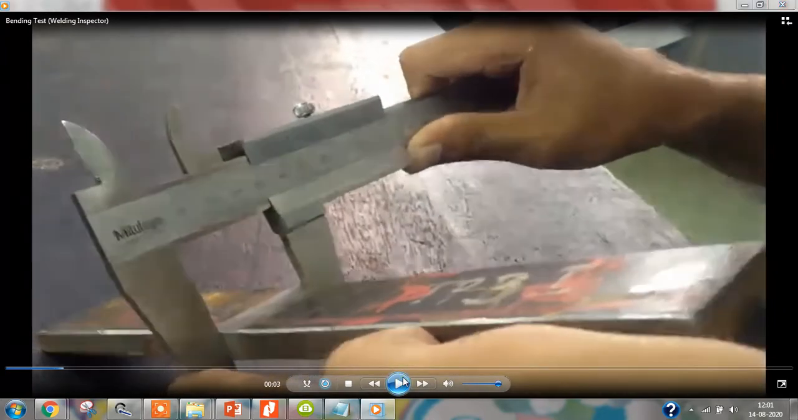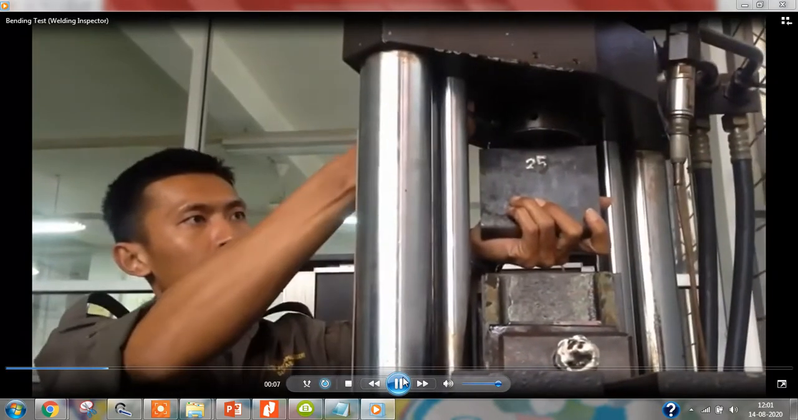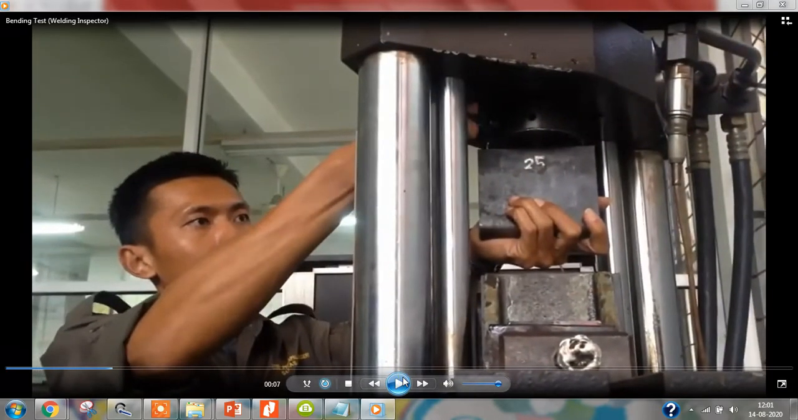Next, we'll go into the bending test. What is the purpose of the bending test? To measure the ductility of the material. To measure the ductility of a material, we go for the bend test.